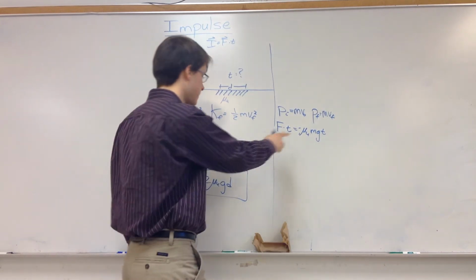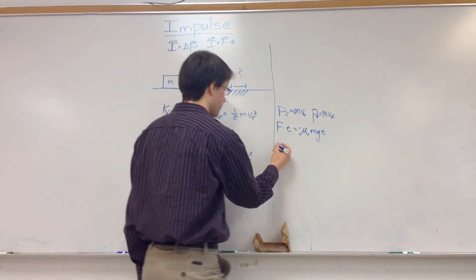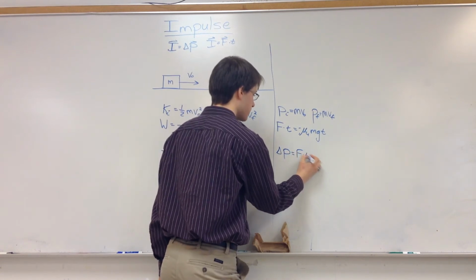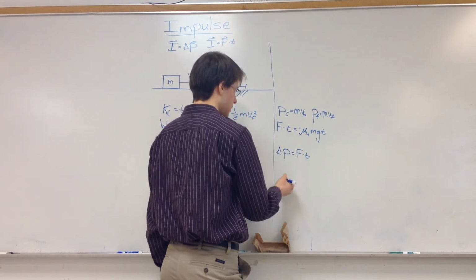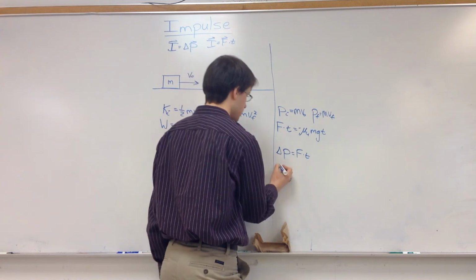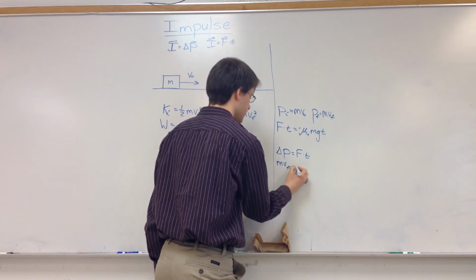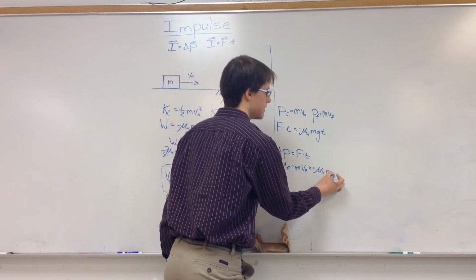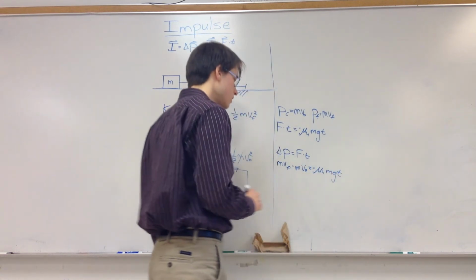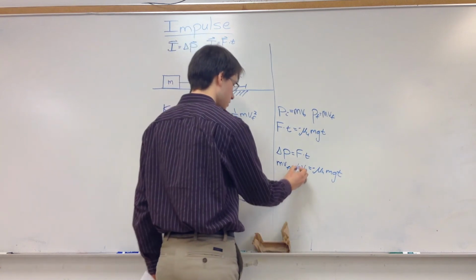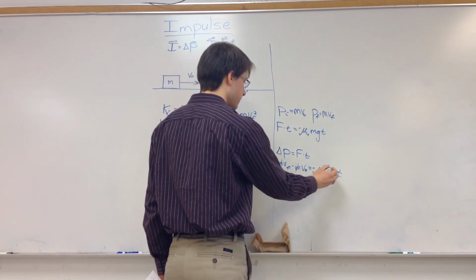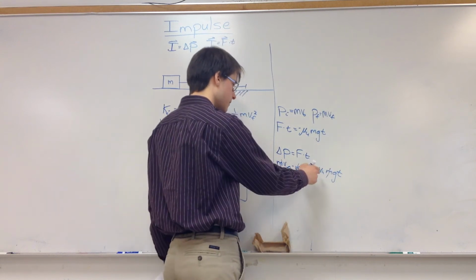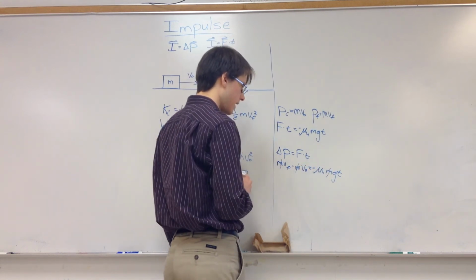So now we're going to set the two equal, just like we did over here. So we know that change of momentum is equal to force times time. So we have change of momentum is mvf minus mv naught equals negative mu k mgt. And we want to solve for t. Still divide through by m. So now we're going to divide by mu k mg.